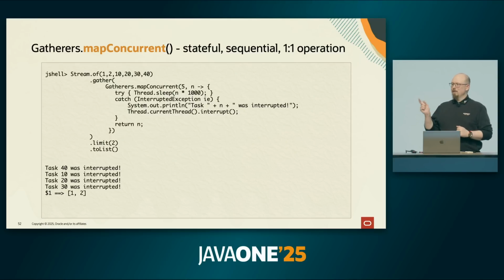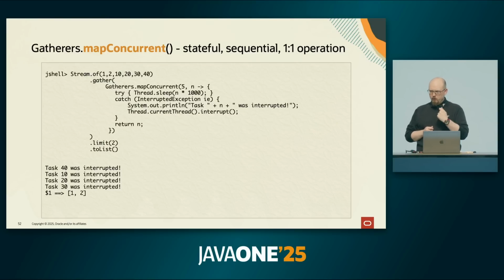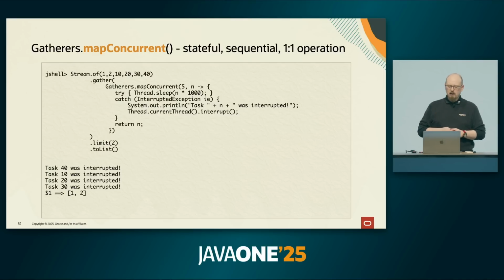If we put limit 2 on this stream, we have 6 elements, and we would sleep for at most 40 seconds, but we only want the first 2, in which case we will only have slept for 2 seconds. We would expect this to exit early after 2 seconds rather than 40, and that is what it does. So if we have a short-circuiting operation afterwards, that gets propagated to the mapConcurrent, which will then interrupt the previous operations. That's super useful.